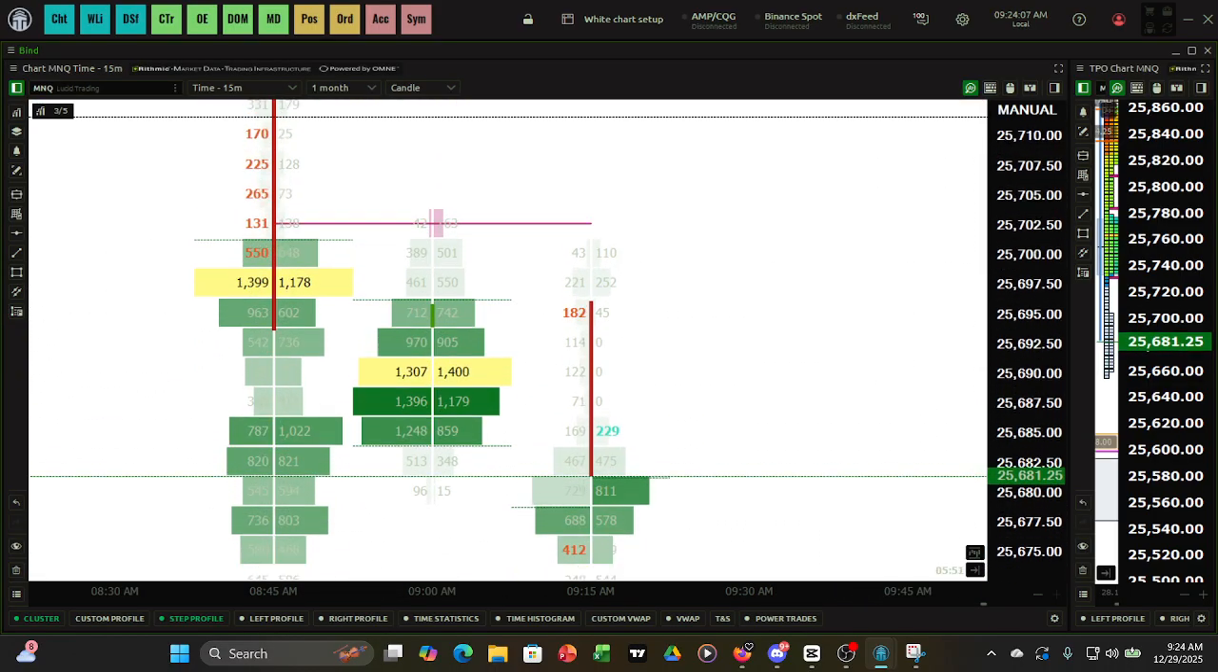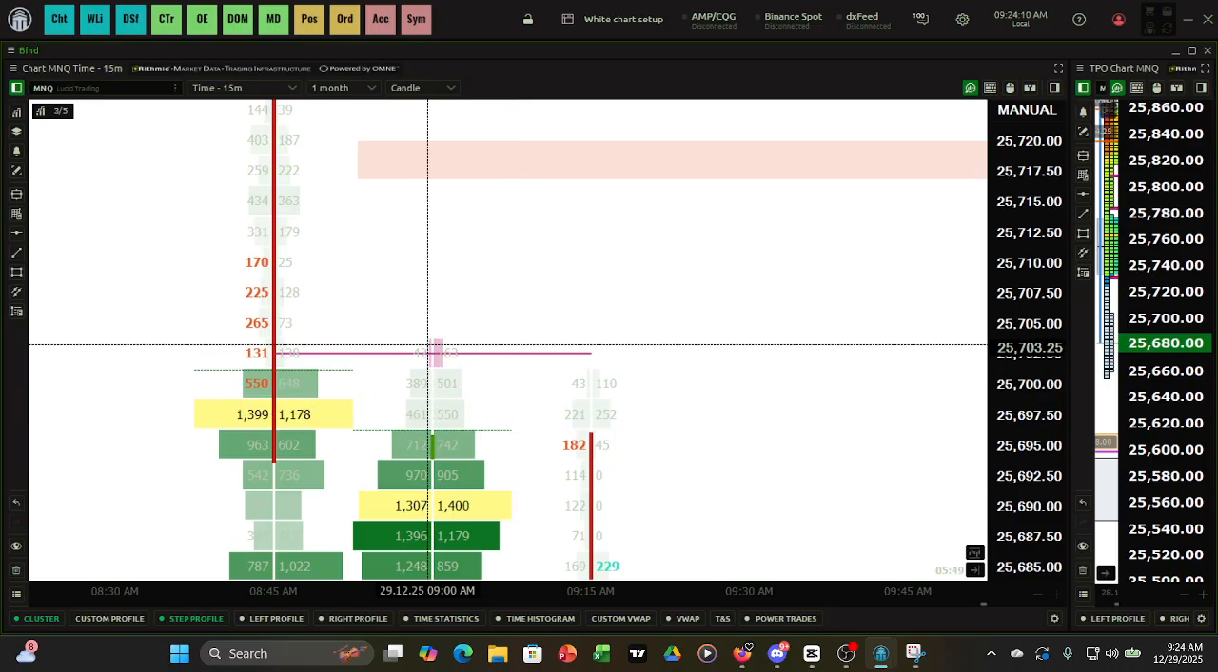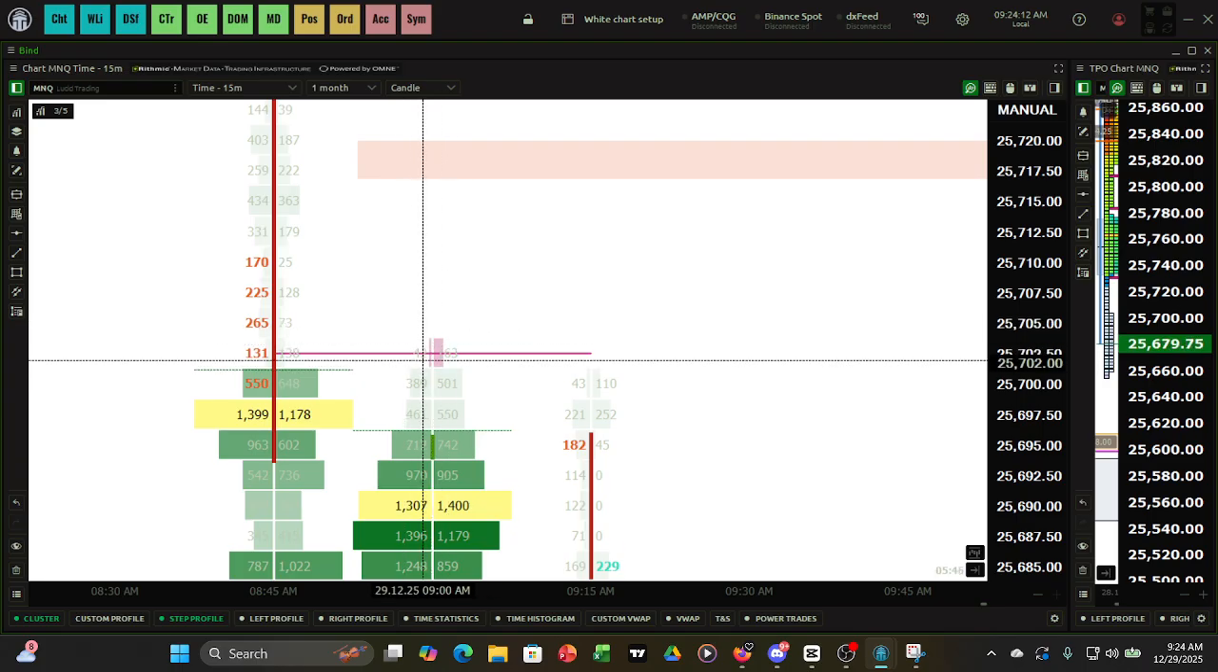So now if I look up here, this is an incomplete auction. This was a failed auction. That means there's still buyers and sellers up here.